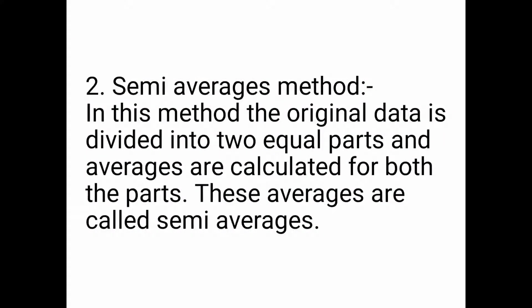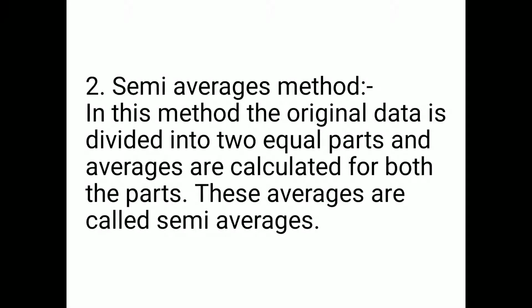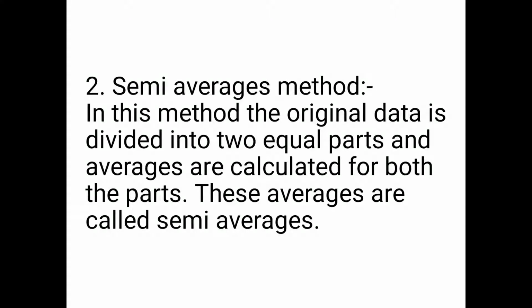Next, moving on to the second method of measuring secular trend, that is semi-averages. In this method, the original data is divided into 2 equal parts and averages are calculated for both the parts. These averages are called semi-averages.